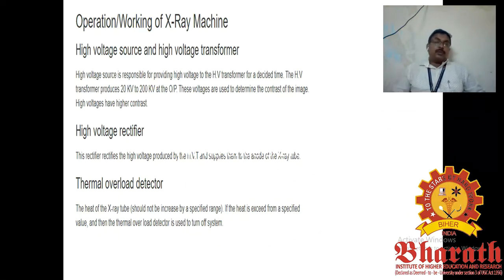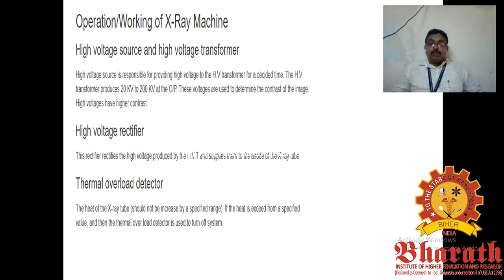So, the transformer produces 20 kV to 200 kV at the output. These voltages are used to determine the contrast of the image, right. You can increase or decrease the contrast of an image, that can be done by this. The next is your high voltage rectifier. As you all know, the rectifier rectifies the high voltages produced by the high voltage transformer and supplies them to the anode of the X-ray tube.